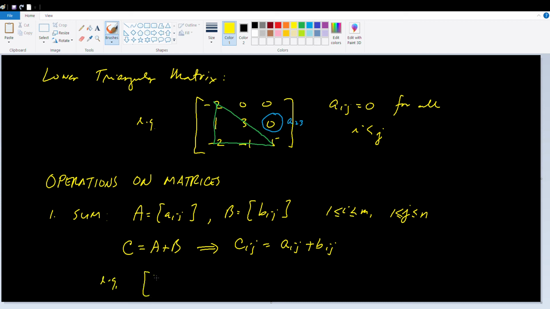So this is negative 2, 1, 5, and 3. We add it to 5, 4, negative 7, and 1. We just add the elements correspondingly. Negative 2 and 5 will give us 3. Then 1 and 4 is 5. 5 and negative 7 is negative 2. 3 and 1 is equal to 4.